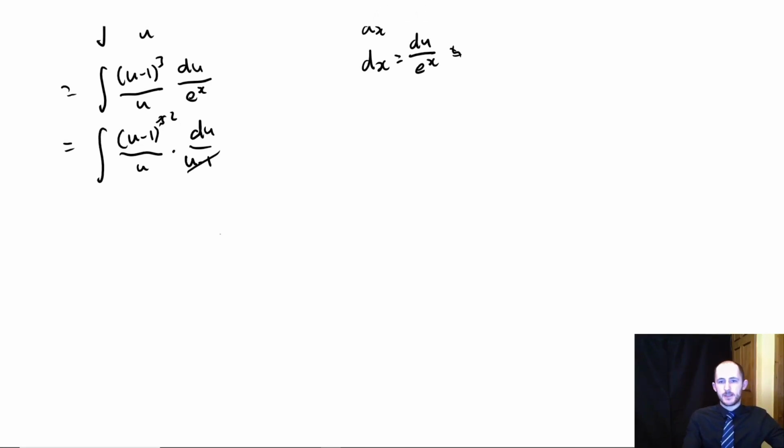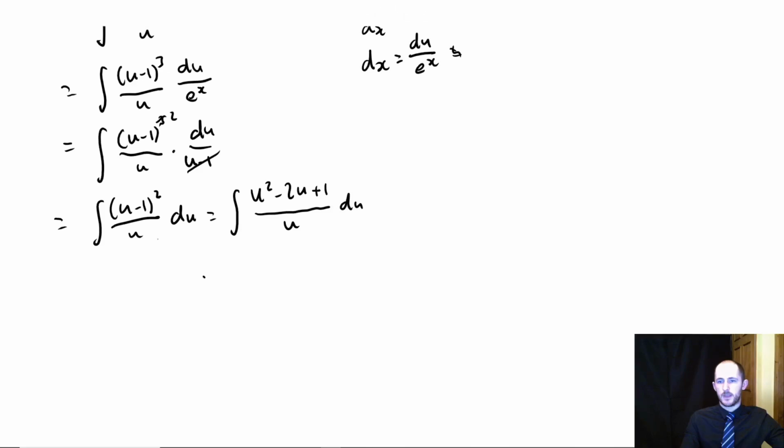Okay. Now we have the integral u minus 1 squared over u. But you can't actually do this yet, right? So instead what you're going to do is expand the top bracket. So you get u squared minus 2u plus 1 over u du. And then you're actually going to do the division, because remember we just want to do the division when we have a fraction. So u minus 2 plus 1 over u.